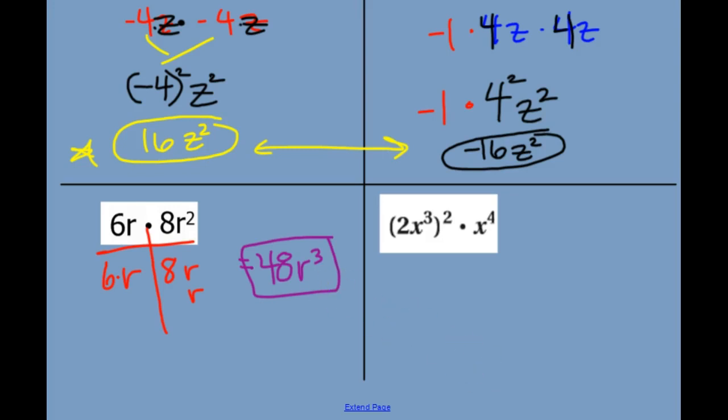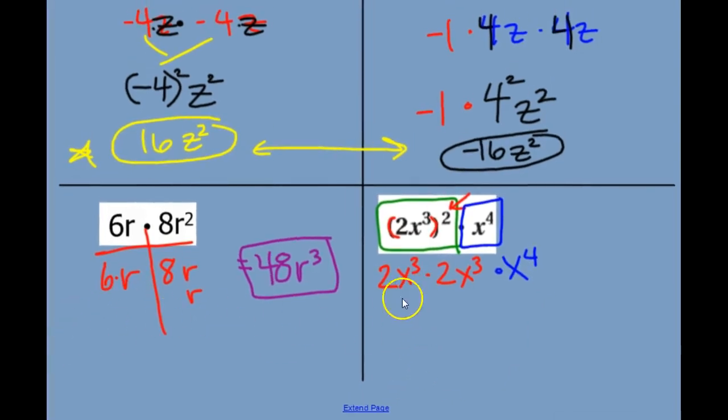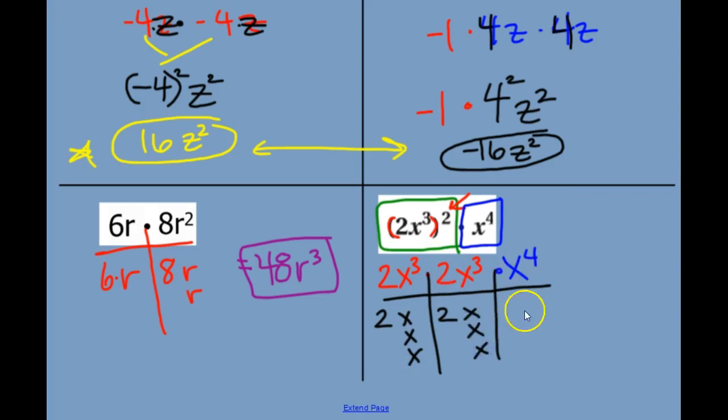Alright, this next one we have 2 pieces, so we're just going to take them one piece at a time. Let's first look at just this one. It has an exponent of 2, so I'm going to write whatever's in parentheses 2 times. 2x to the third times 2x to the third. Then this piece I have times x to the 4. So I see lots of exponents, so I'm going to make my table to count up how many I have of each. I have a 2 and 3 x's here. I have a 2 and 3 x's here. And here I just have 4 x's.